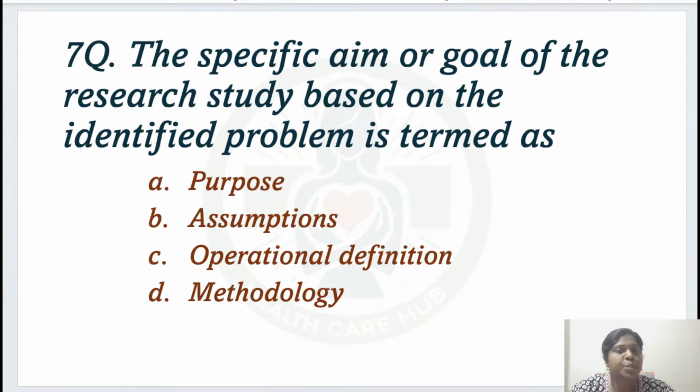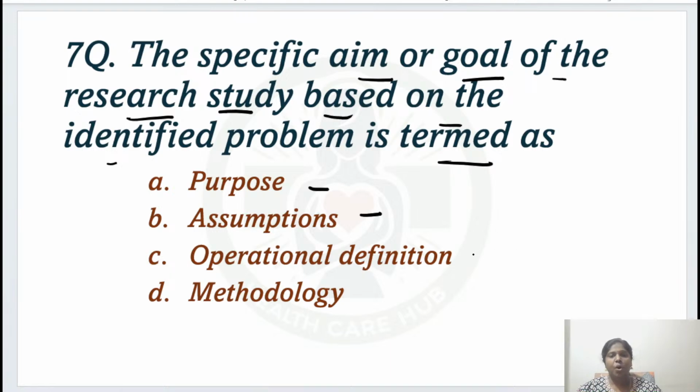Then the 7th question. The specific aim or goal of the research study based on the identified problem is termed as: purpose, assumptions, operational, or methodology. 7th question. The specific aim or goal of the research study based on the identified problem is termed as.